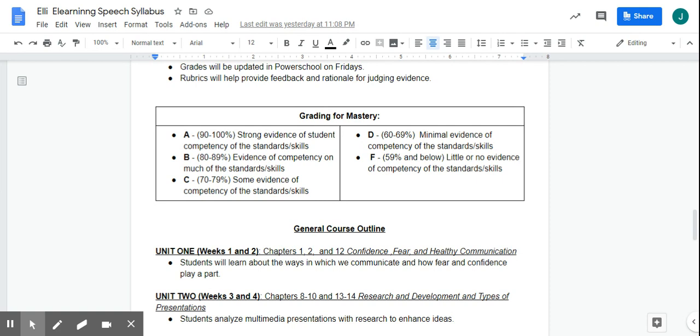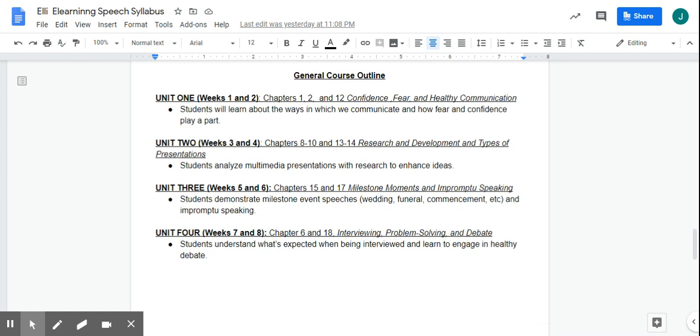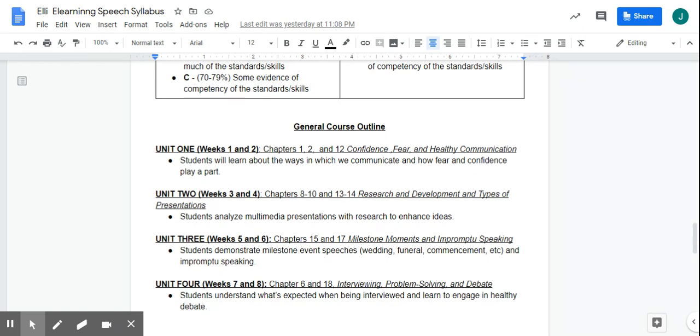Here's a grading scale. You're probably already familiar with that. Here's the general course outline. I've had to kind of squish things together here because we don't have quite as much time as we would have in a normal situation. And so these are the chapters that are going to be covered in the book.